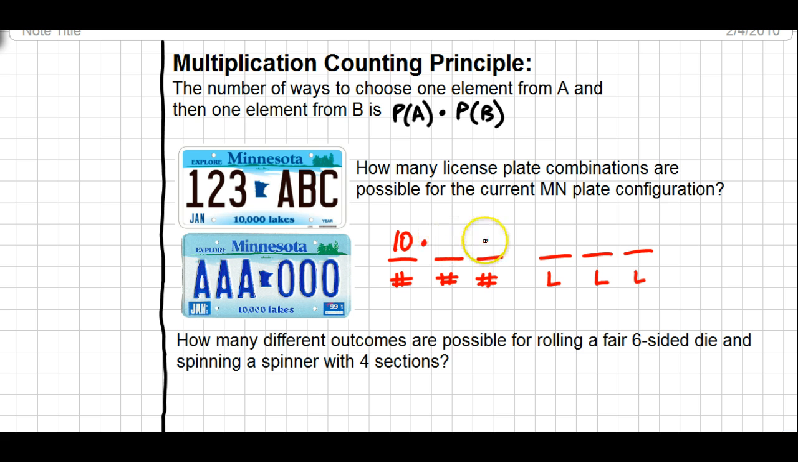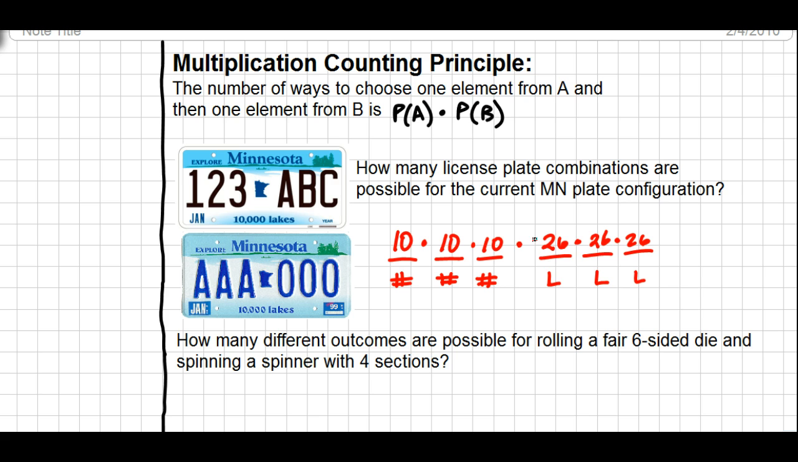Since repeats are allowed on license plates, I would still have 10 available for position number 2 and for number 3. So far, I would have 1,000 different ways of arranging 3 digits. For letters, there's 26 letters in our alphabet, and again, repeats are allowed. So if I did 26 times 26 times 26, that would give me all the different combinations of the letters, again because repeats for letters are allowed.